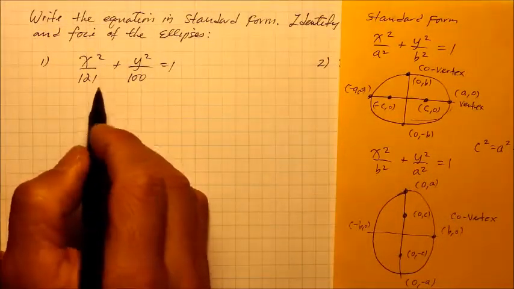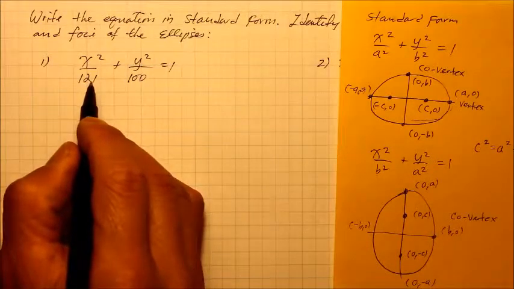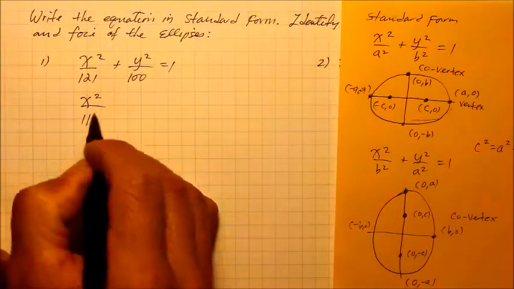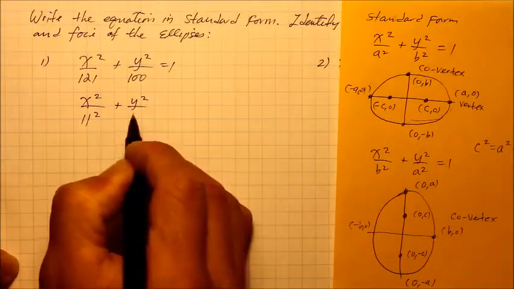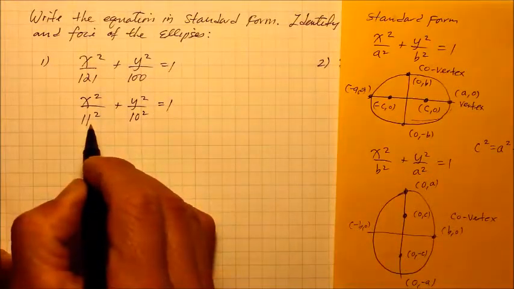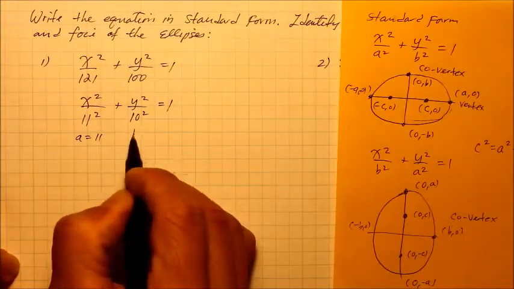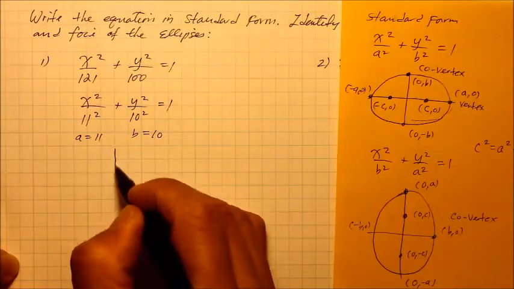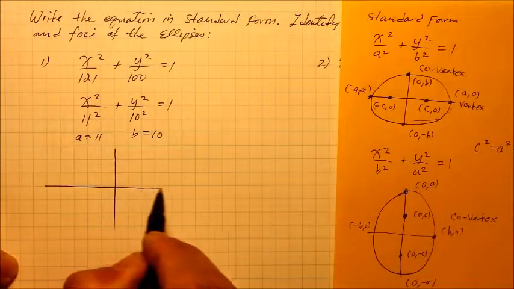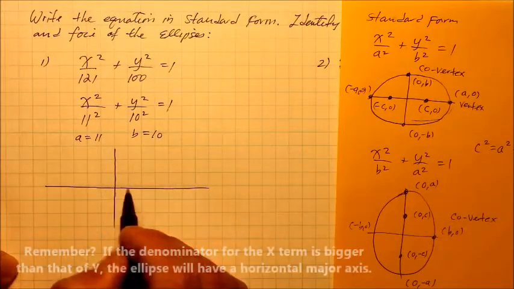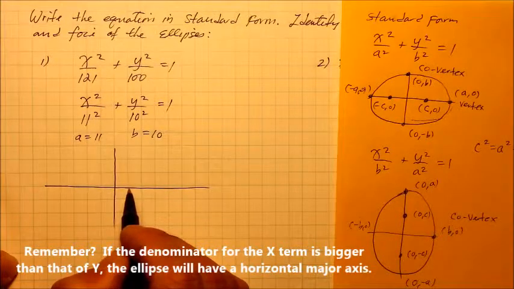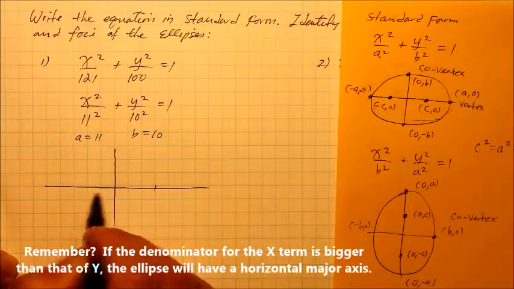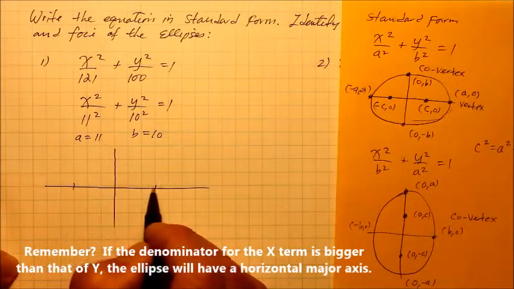In this case, if I write this in standard form with exponents for the a and the b, it will be written as x squared over 11 squared plus y squared over 10 squared is equal to 1. That tells me that a is 11 and b is 10. And in this case, we will have a major axis horizontally. Let's say this is 10, or this is 11, let's say.